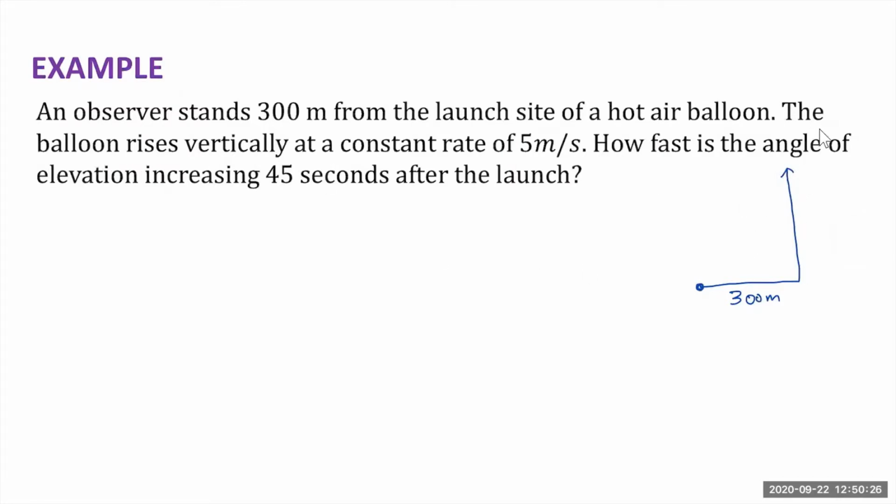Now, what they have given is the balloon rises vertically at a constant rate of 5 meters per second. If we consider the vertical height as y, then they have given that dy/dt, the rate at which the height is changing, is 5 meters per second. So every second, the height is increasing by 5.